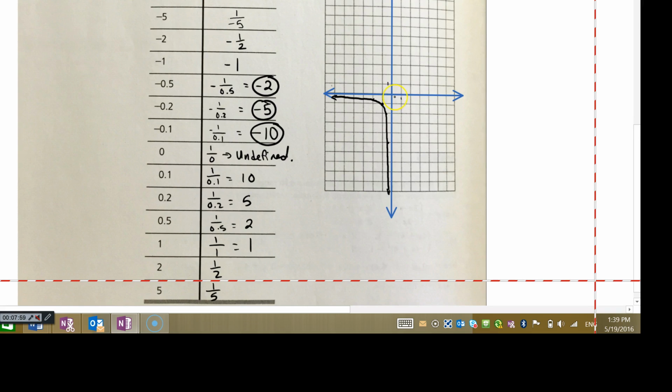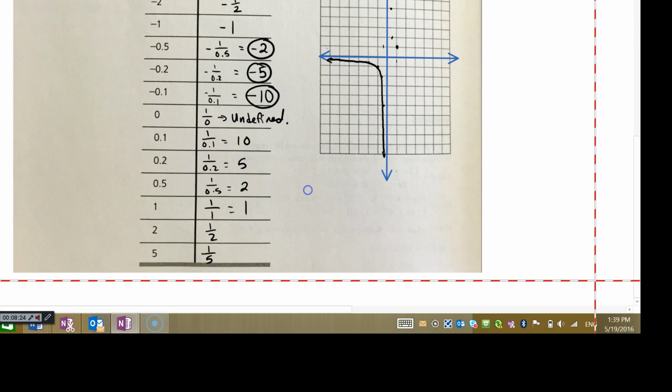When we're at 0.2, it's going to be 1, 2, 3, 4, 5. So more like that. Oh, where did my spot go? Then when we're at half, we're going to be at 2. And then, let's see here, when we're at x equals 2, we're going to be at half. When x equals 5, we're at a fifth.